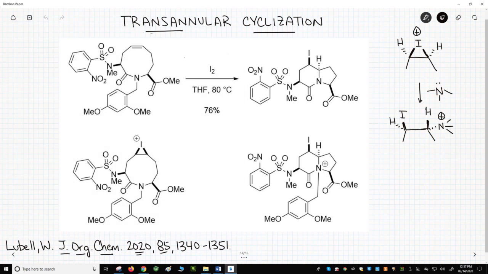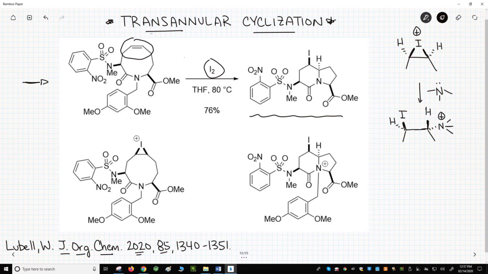At the top of the screen is a single reaction selected from the paper. We'll get to the structures at the bottom in a bit. The alkene in this 9-membered ring reacts with iodine in THF to give the product shown to the right. This type of reaction is called a transannular cyclisation because a new ring is formed, the cyclization, across an existing ring, transannular. Under these conditions, we would expect an iodonium ion to form.